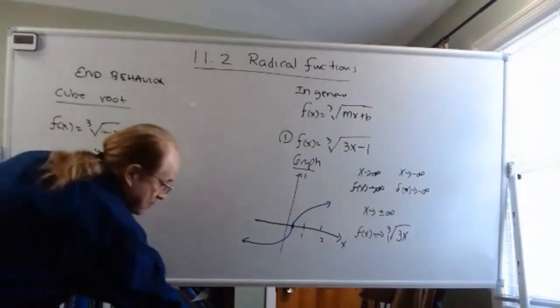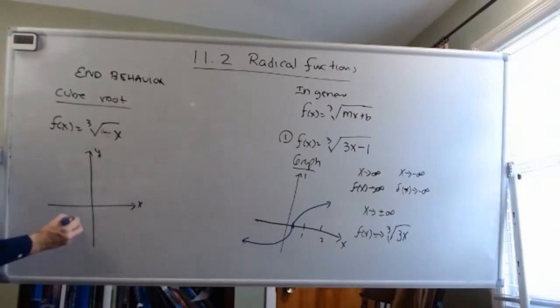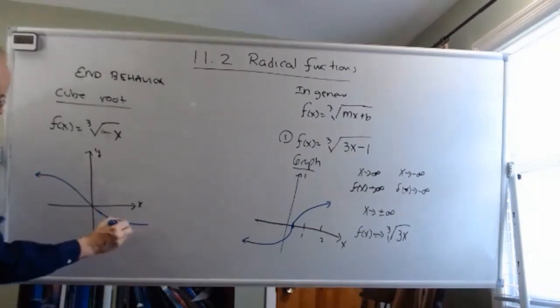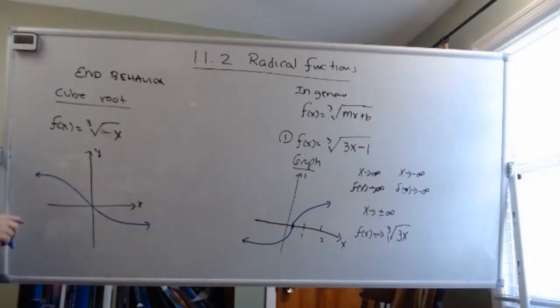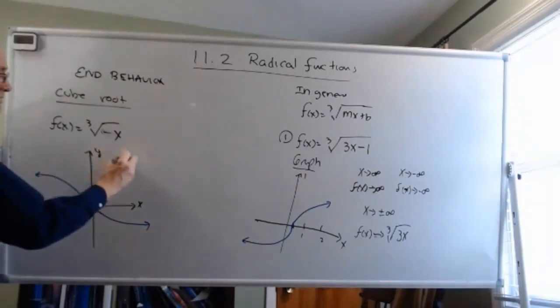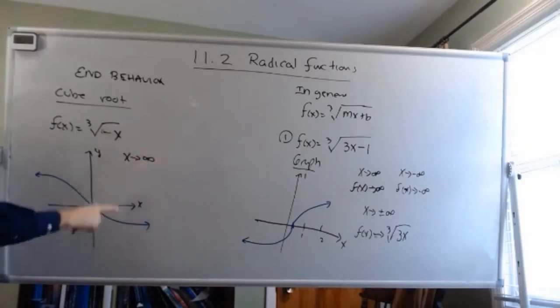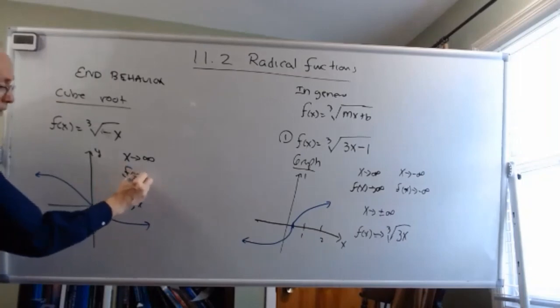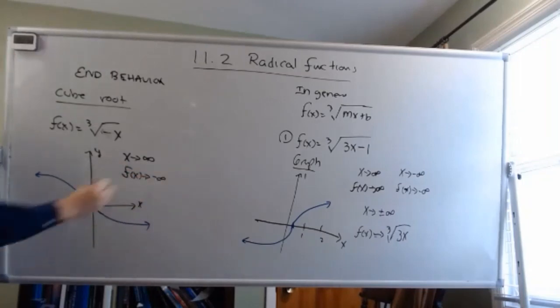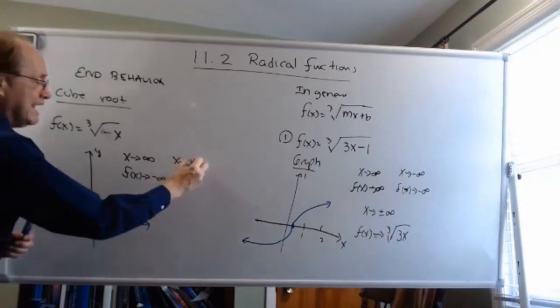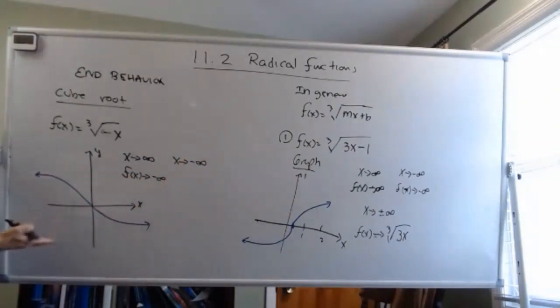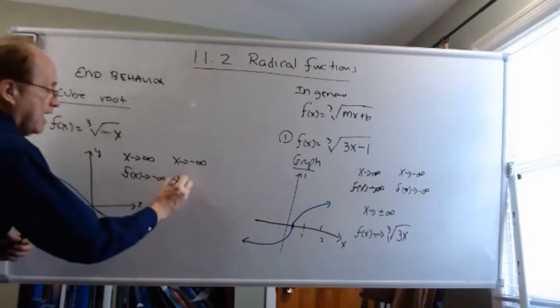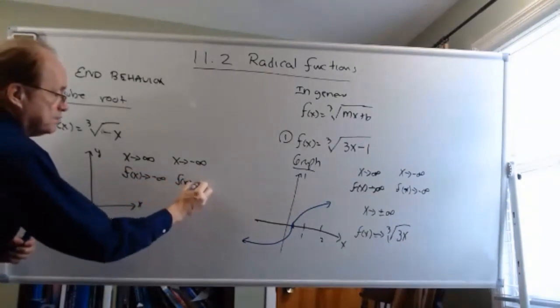Initially, remember when it was a positive x, I went here and then up. Now you're going to find it's actually going to do the opposite. That's what the graph is going to look like. So in this case now, as x goes to plus infinity, your f of x goes to negative infinity. Or as x goes to negative infinity, my f of x now is positive. F of x goes to positive infinity.